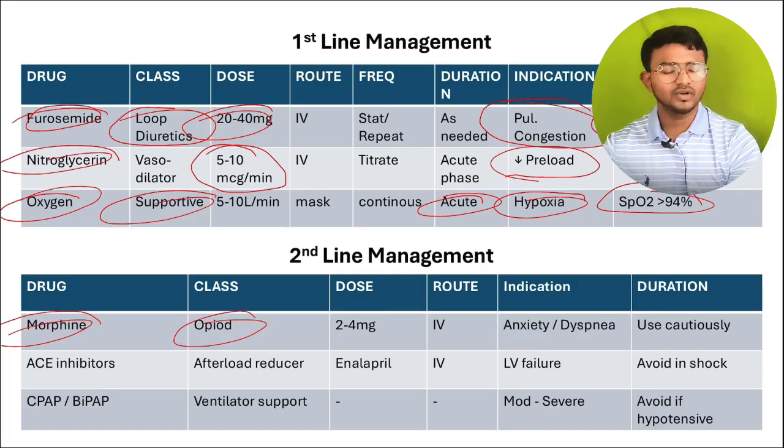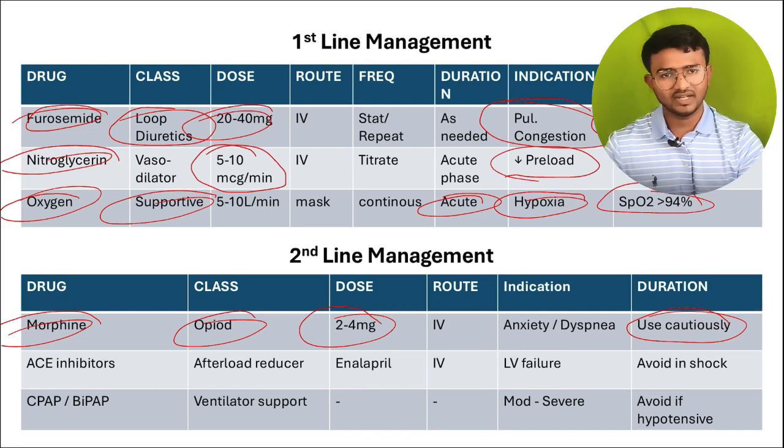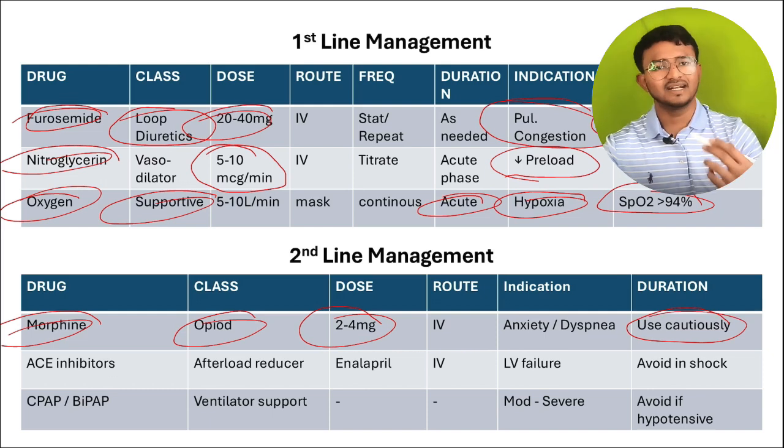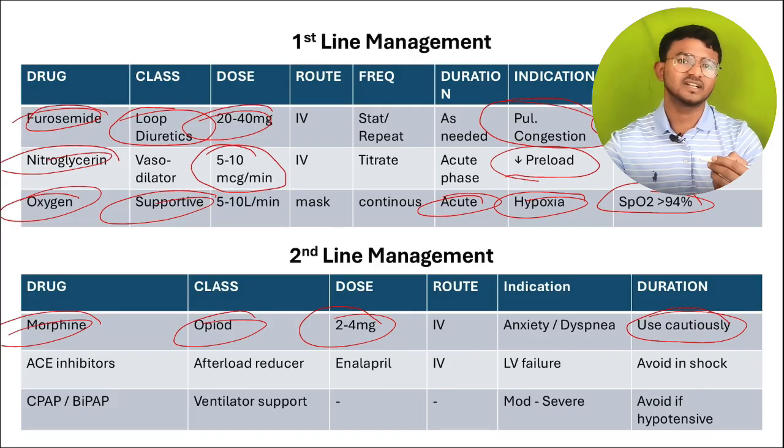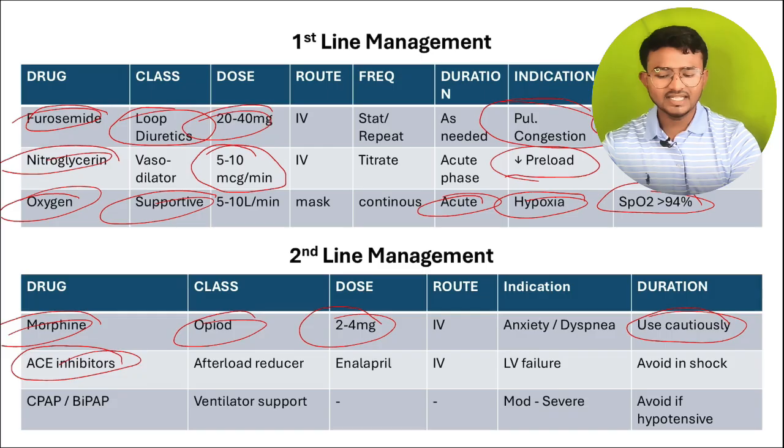Morphine is an opioid, and we can give 2 to 4 milligrams intravenously for symptoms like anxiety, panic and tachypnea, these types of conditions. For reducing these, we have to give morphine. Okay. Next one, ACE inhibitors.